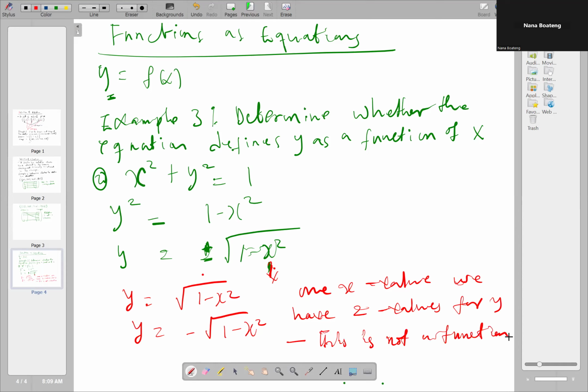So for the same x value, if we have more than 1 value for y, then that means the equation is not a function.